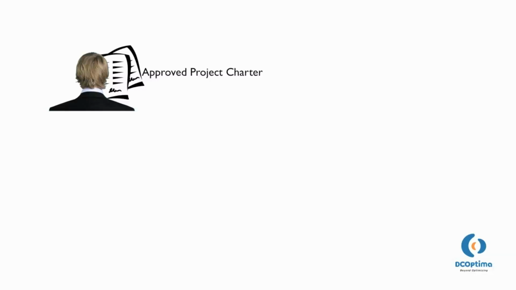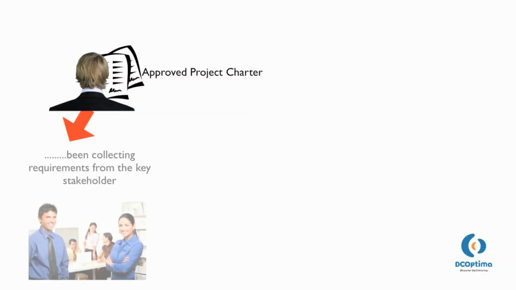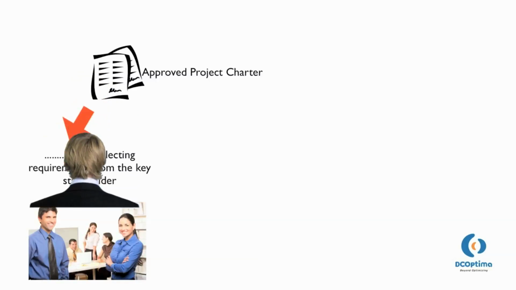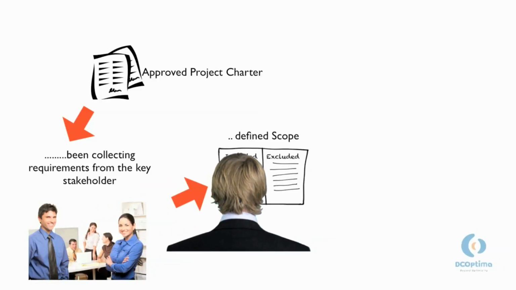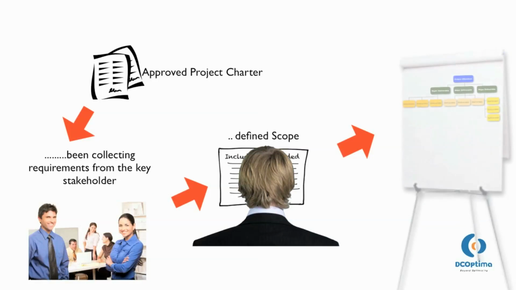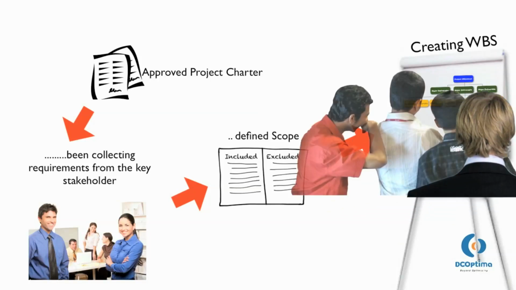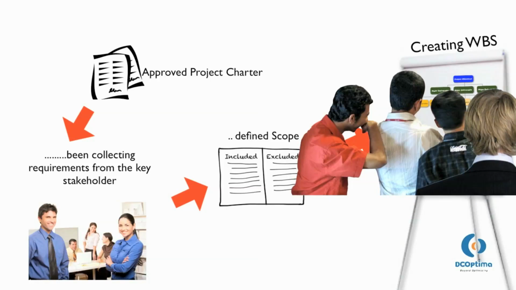A project charter has been approved, and you are assigned as a project manager. You have been discussing with your key stakeholders, collecting all requirements related to the project. You have defined the scope in detail along with your sponsor. Now, you have to create a WBS along with your core team.